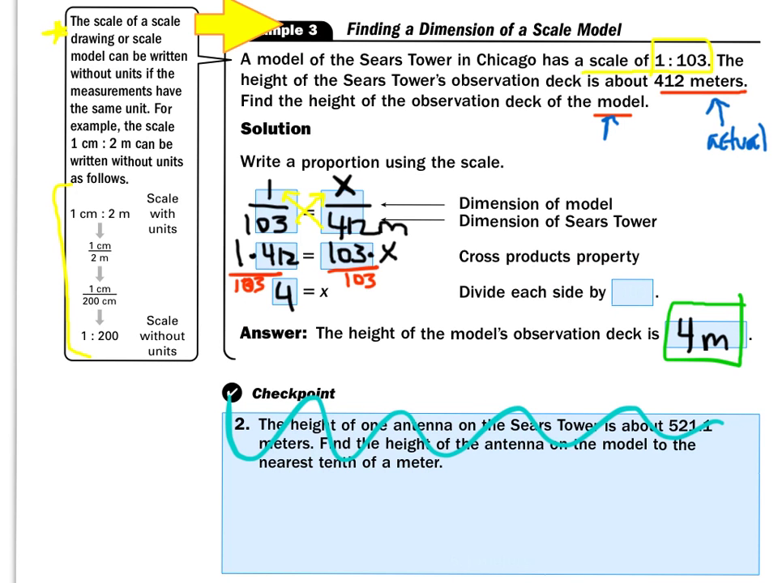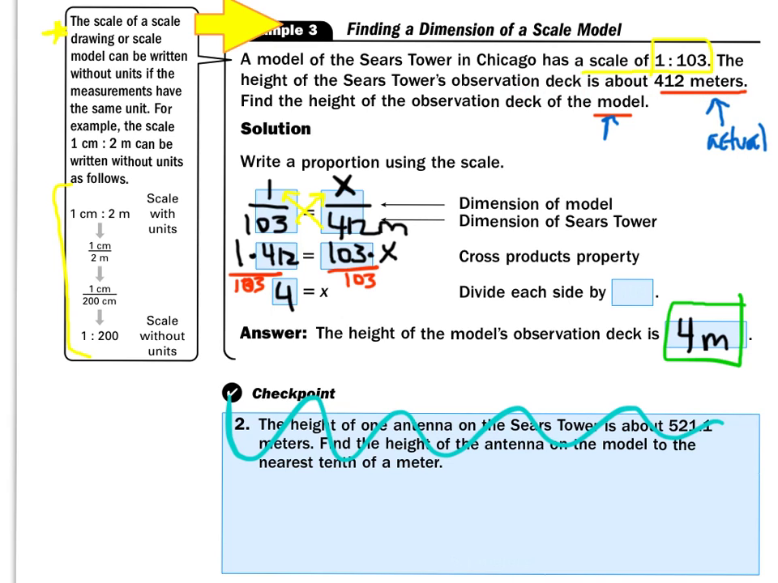Okay, so look at example 3 with me, finding a dimension of a scale model. So a model of the Sears Tower in Chicago has a scale of 1 compared to 103. Well, the first thing you should notice is there are no units on this, and that's where you'd want to read this little box here. It tells you how they could write a scale without any units, and they explain it pretty well. And so anyway, the scale, sometimes you see a scale like this, 1 compared to 103 with no units at all. The height of the Sears Tower observation deck is about 412 meters.